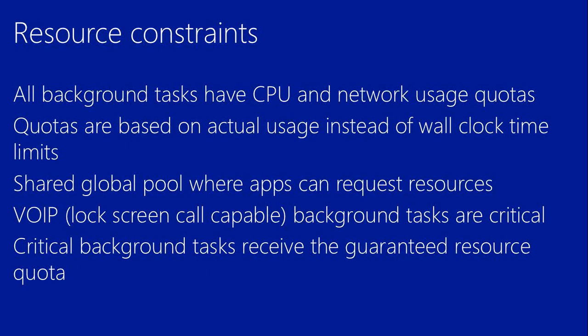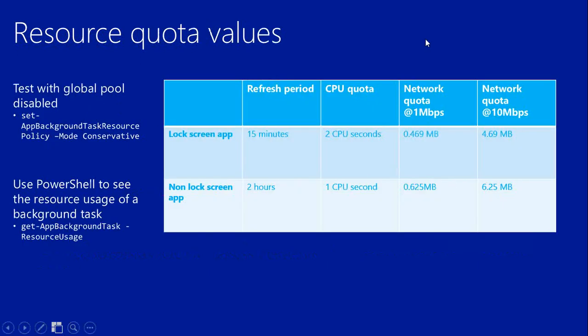There is another concept called critical background task, which is basically a VoIP call capable background task. A critical background task receives the guaranteed resource quota of 2 CPU seconds. These are very important, critical background tasks, and hence we give them guaranteed resources. These are the resource quota values. I'm not going to read the values because these are well documented in the MSDN.